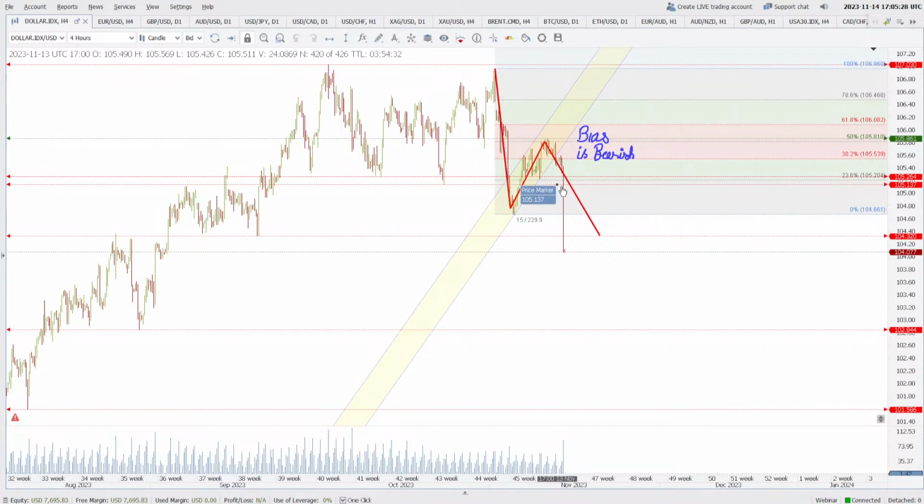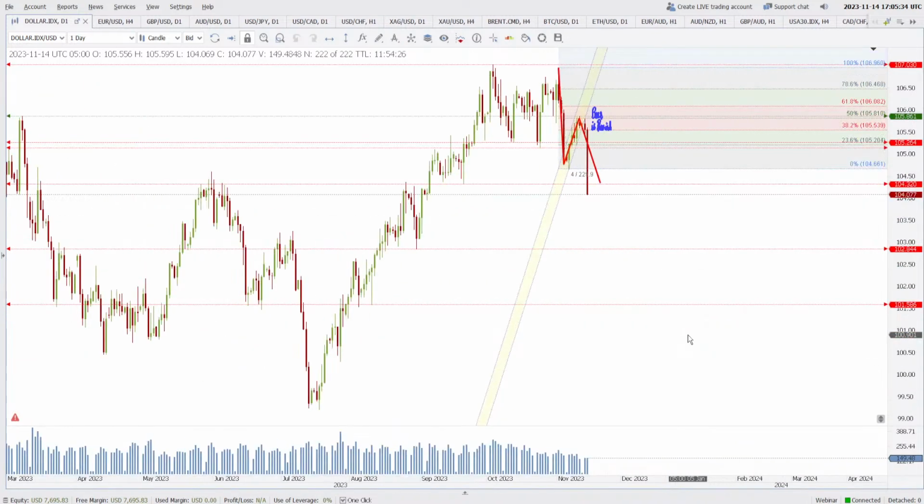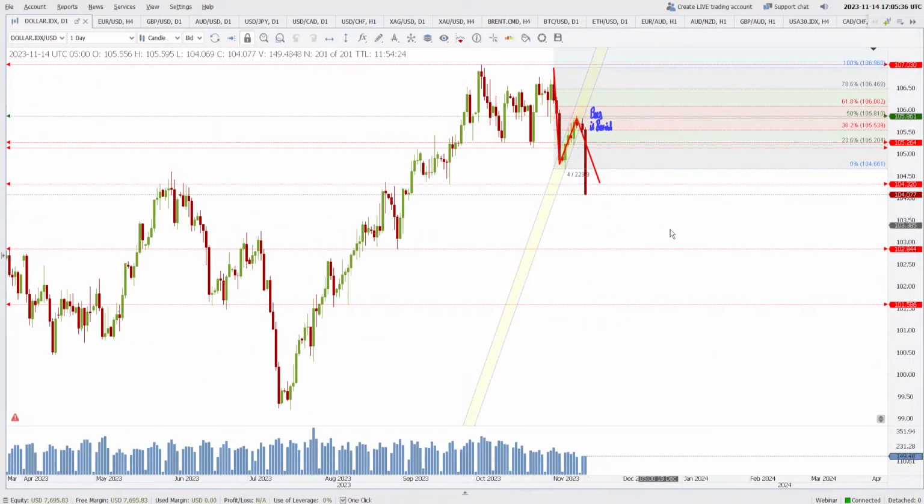It has given us more than that, but if you look at the daily, you will see that more downside is possible in this market. Maybe 102.84 now is the next possible target, but for that we need to have a good close below 104.32.